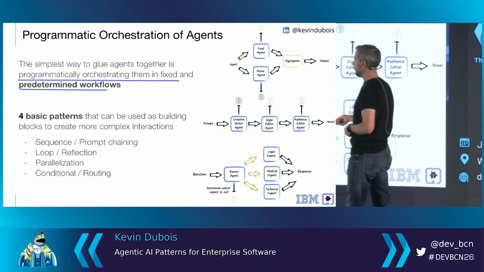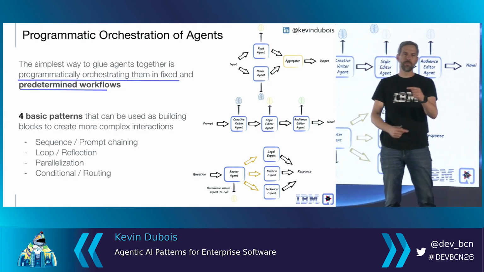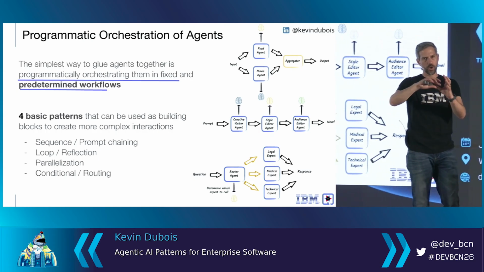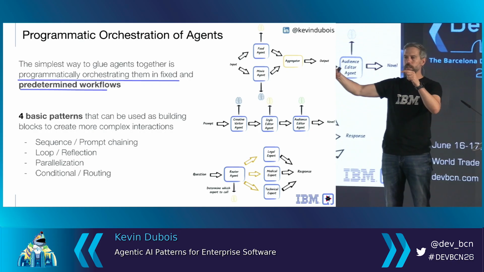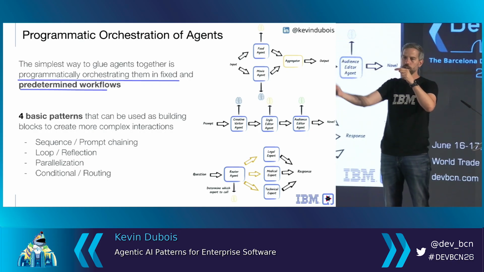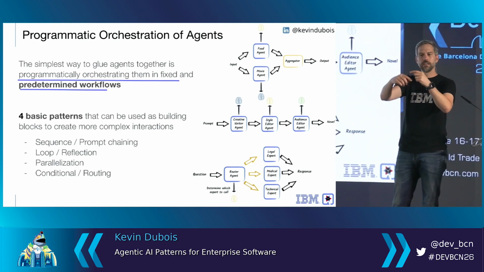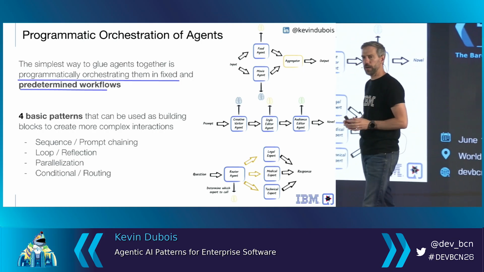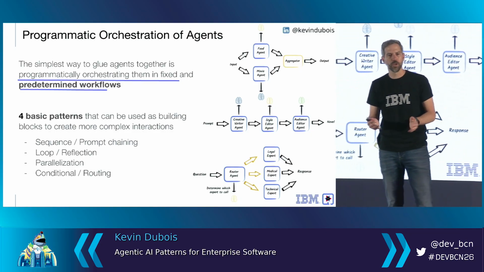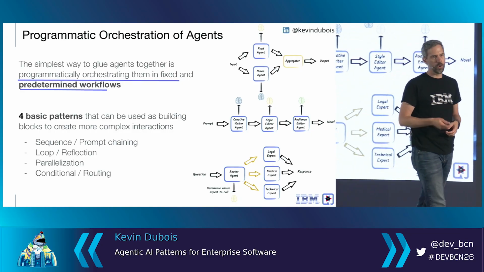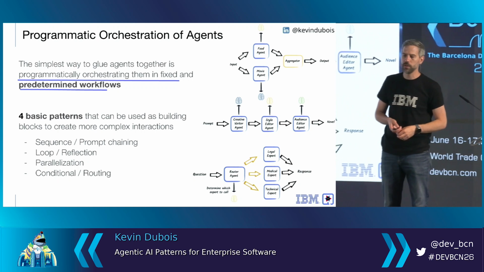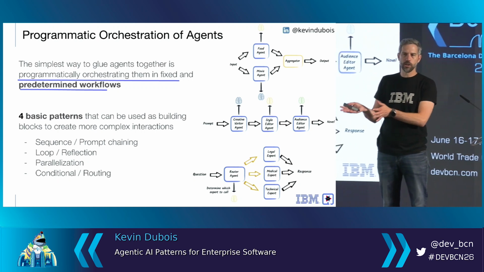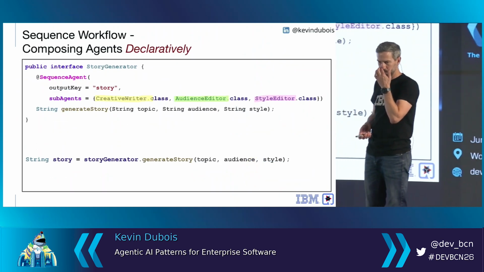And then the next pattern is loop, where you're going to loop over. You call one agent, and then maybe you have another agent that checks the result. And if it's good enough, then it breaks the loop. But if it's not good enough, then it's going to call the previous agent again, saying retry it. And you can create a loop. You can also create parallel agents, so you have multiple that run at the same time. Or you have conditional/routing agents that are going to be called based on a specific condition.